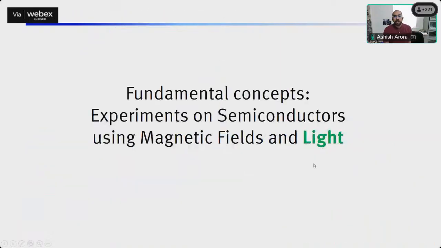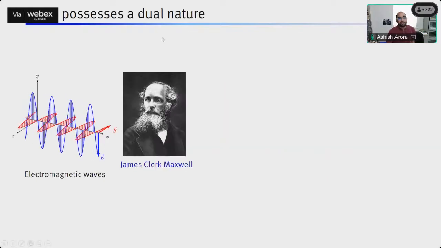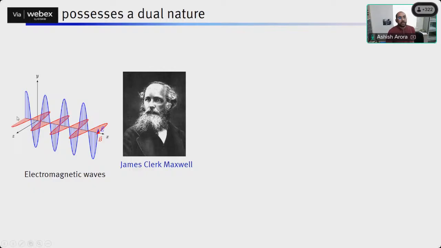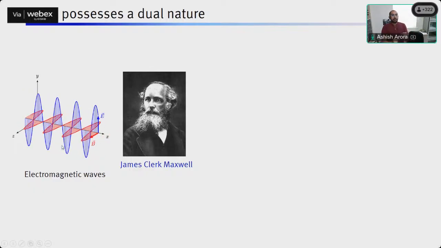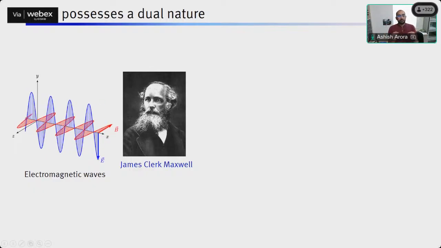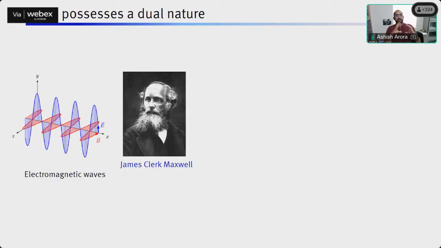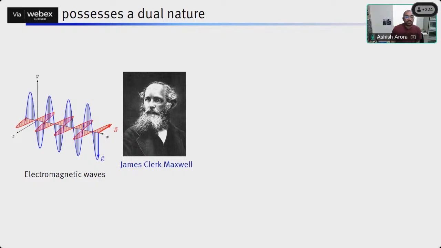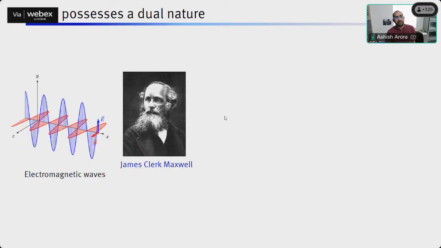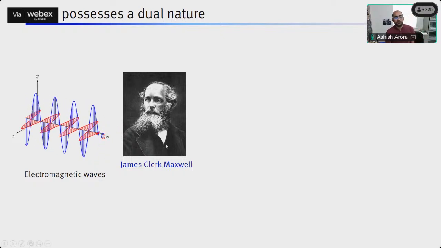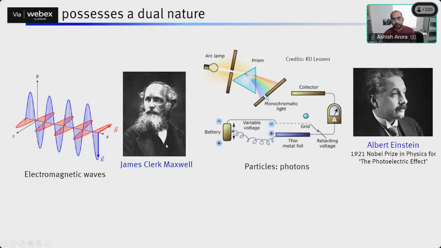Let's talk about light. I will only discuss a little bit about light. Light possesses a dual nature. We know that light has electric and magnetic field vectors which are oscillating perpendicular to each other, and this collective disturbance goes in space at the speed of light. This is what James Clerk Maxwell told us around 1865 or 1866.